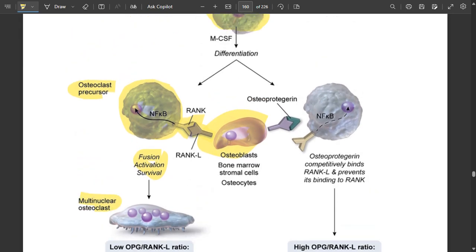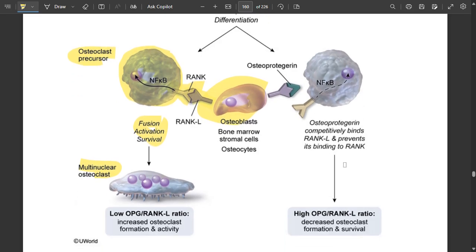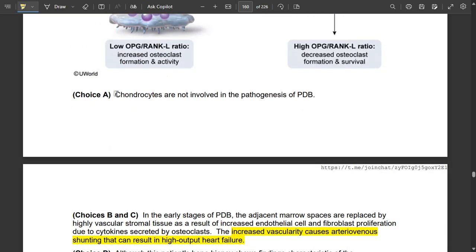Osteoprotegerin, made by the osteoblast, competitively binds RANK ligand and prevents its binding to RANK, so it decreases the activity of osteoclasts. High OPG means RANK ligand is less available, therefore decreased osteoclast activity. But a low OPG to RANK ligand ratio means there is more osteoclastic activity. Chondrocytes are not involved in the pathogenesis of Paget's disease of bone.